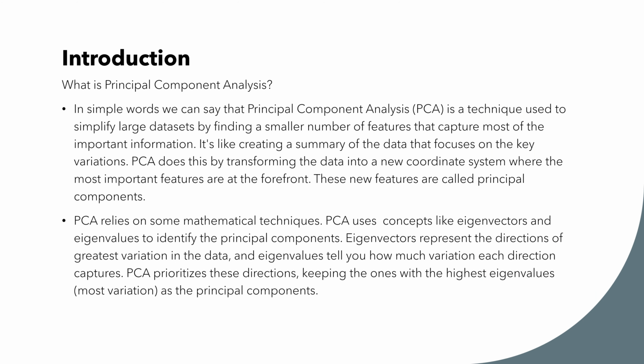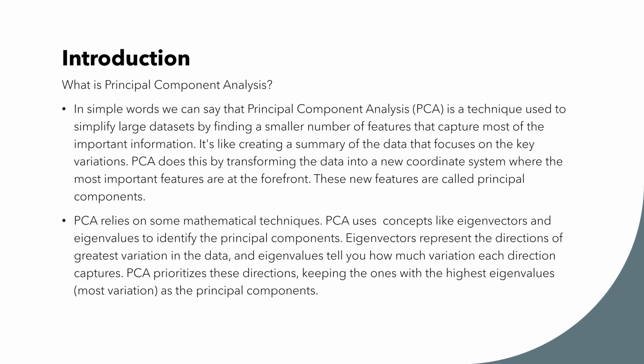So what is PCA? PCA is Principal Component Analysis, which is a technique used to simplify large datasets by finding a smaller number of features that captures most of the important information. In simple terms, it's like creating a summary of the data that focuses on the key variations. PCA achieves this by transforming the data into a new coordinate system where the most important features are highlighted. These new features are called principal components.